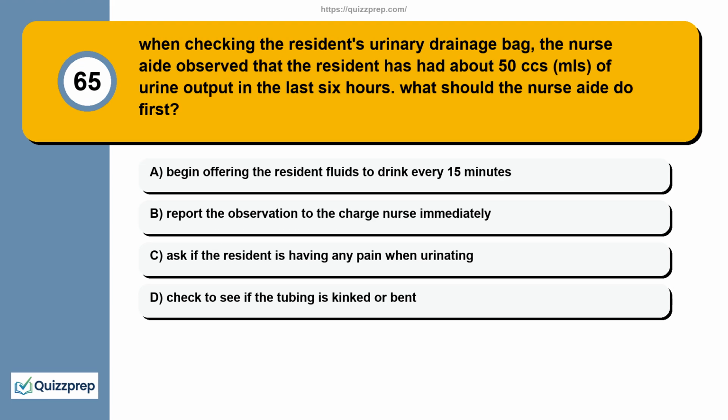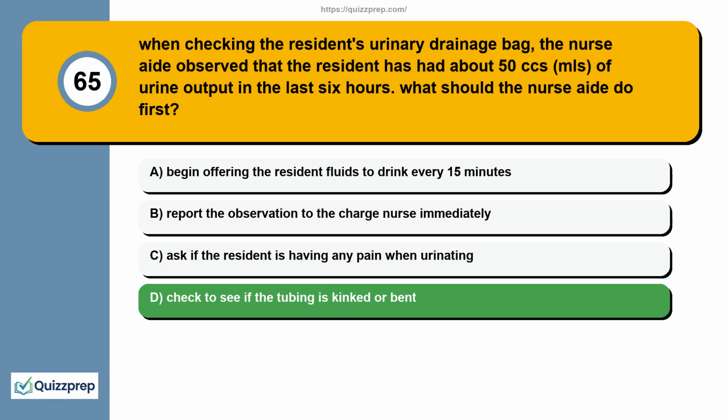Question 65. When checking the resident's urinary drainage bag, the nurse aide observed that the resident has had about 50 ccs, mls, of urine output in the last 6 hours. What should the nurse aide do first? Option A, begin offering the resident fluids to drink every 15 minutes. Option B, report the observation to the charge nurse immediately. Option C, ask if the resident is having any pain when urinating. Option D, check to see if the tubing is kinked or bent. The correct answer is option D, check to see if the tubing is kinked or bent.